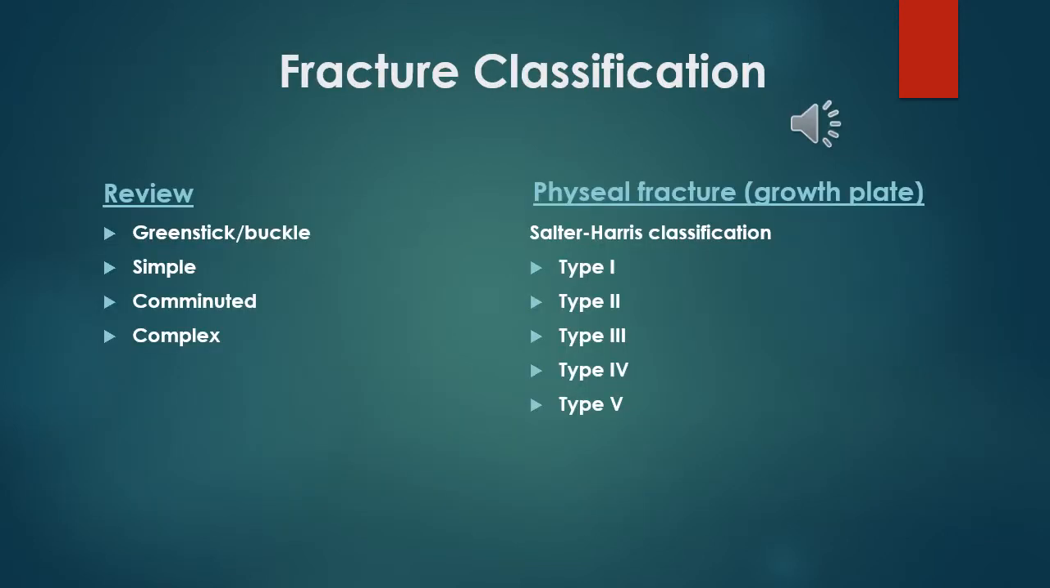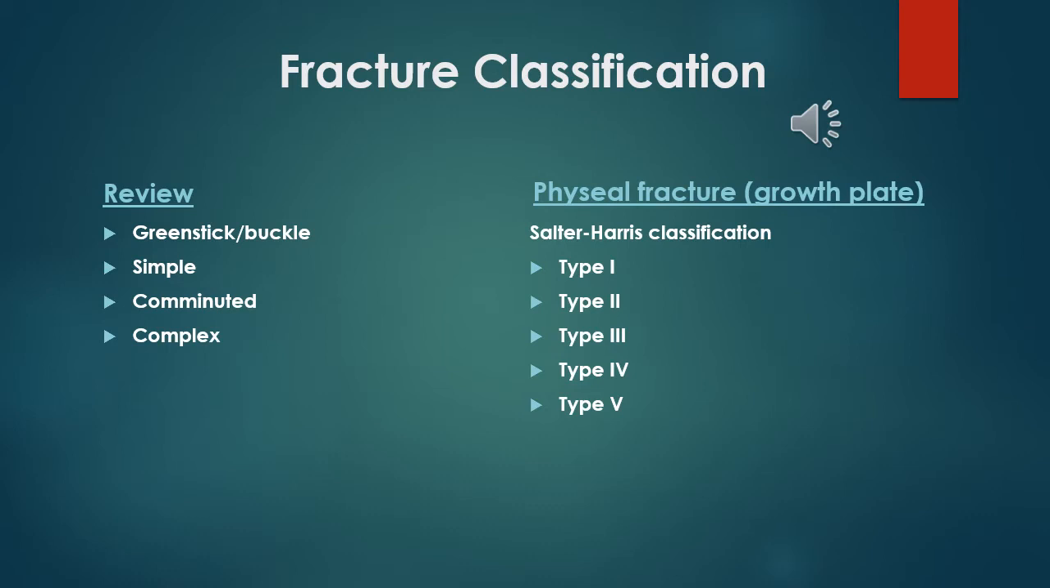So fracture classification. Just to review the different classifications of general fractures, the first is the greenstick buckle, where only part of the bone fractures and the other part does not. And remember, this is very common in young children. A simple fracture is where the break goes through the whole bone without damage to surrounding tissue or breakage to the skin. A comminuted fracture is a break or splintering of the bone into two or more fragments. And a complex fracture usually has injury to multiple bones, joints, ligaments, and tendons. And this typically requires a more invasive treatment and rehabilitation.